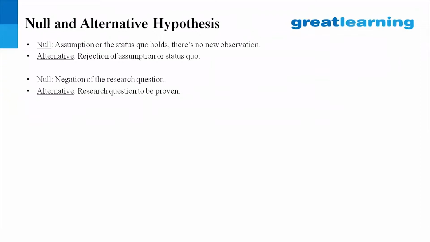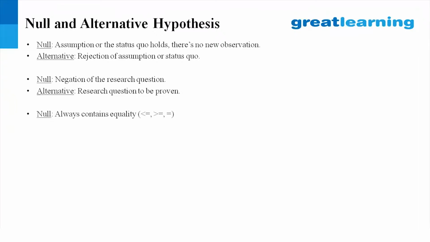If it's a research question, like the second example we saw of volume being greater than 600 ml, that is a research question which you're trying to prove, so that will be the alternative hypothesis. And the negation of that research question, whatever the claim is being made that it is not going to be true, that will be the null hypothesis, the opposite of the alternative hypothesis.